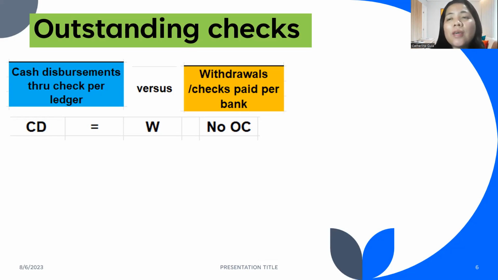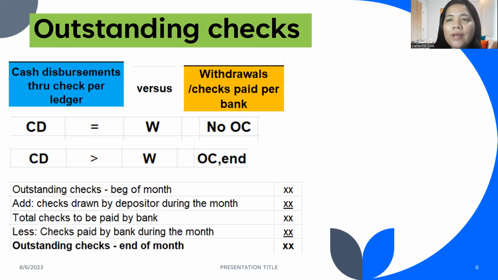So we will exclude here those items such as the errors made by the bank or the NSF check, which are debit memos and appear in the withdrawals column of the bank statement. Then if our cash disbursements are greater than the withdrawals, then there is an outstanding check ending.